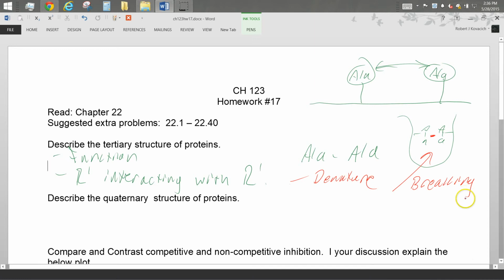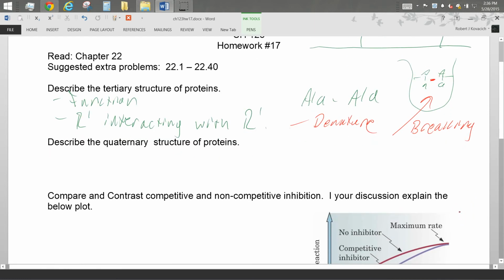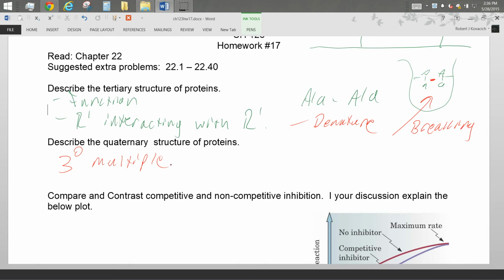Okay, and the quaternary structure? Multiple individual tertiary structures. So these are completely separate proteins. They're not chemically connected to each other. So I've got a chain and it folds into its tertiary structure, and I have a different chain and it folds into its tertiary structure, and those two tertiary structures come together to make a quaternary structure. Not all proteins have quaternary structures, but if a protein does, then that's what gives it function.